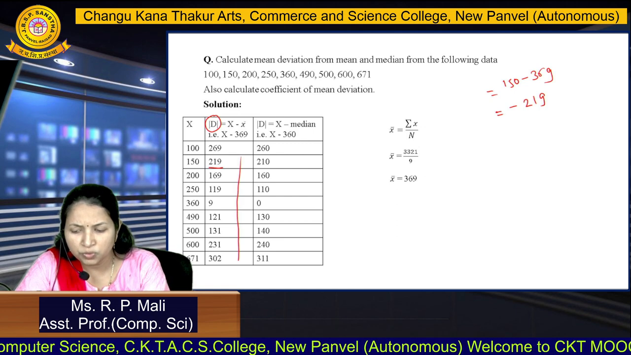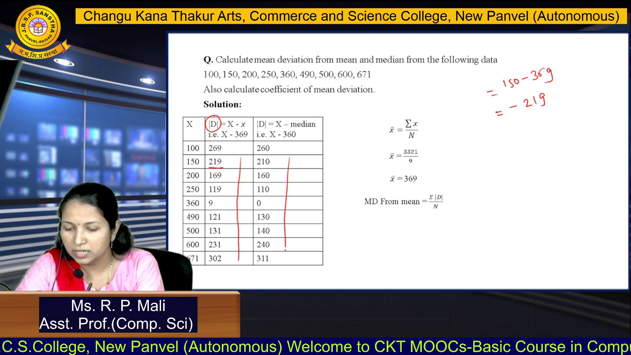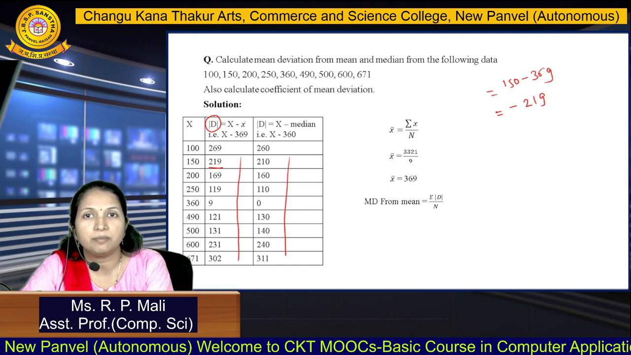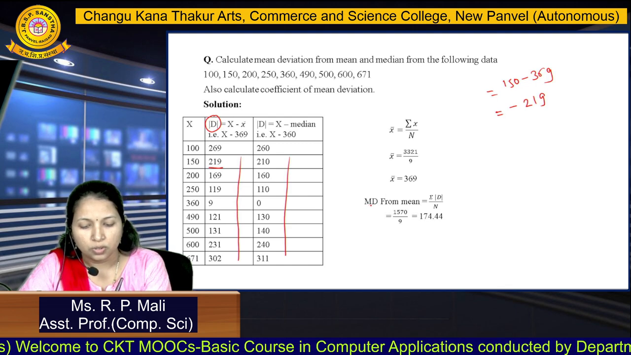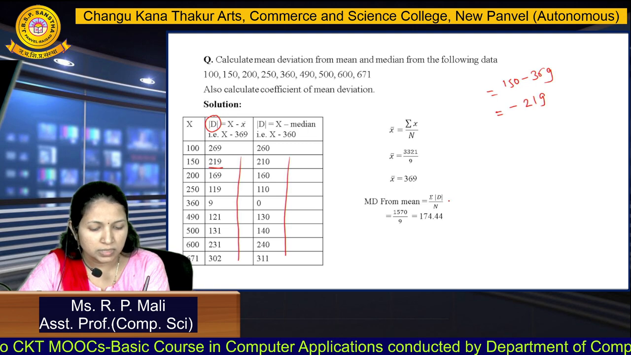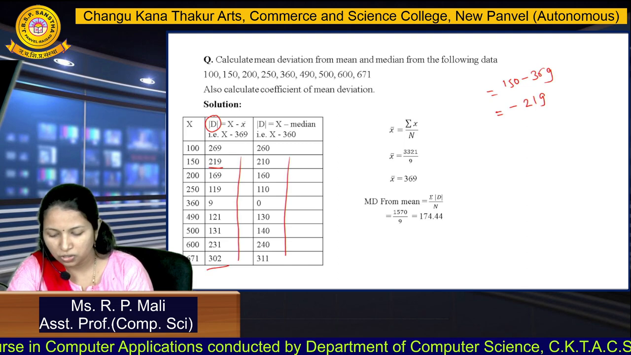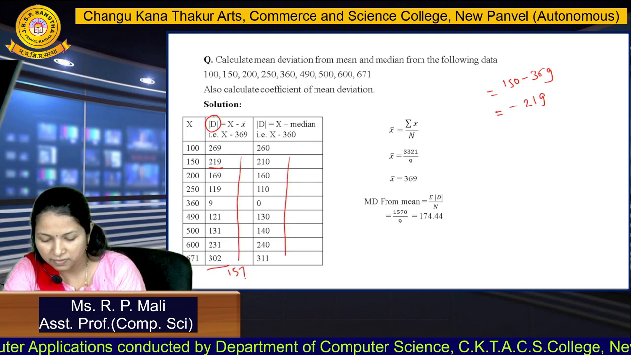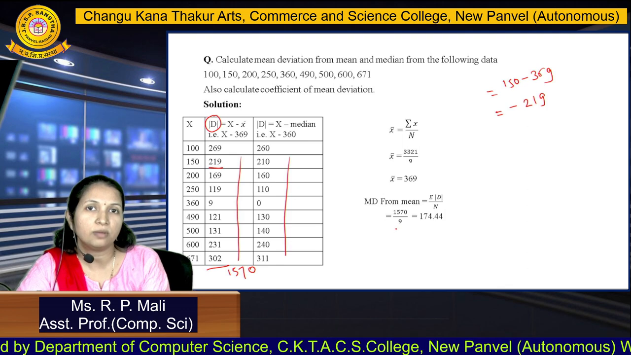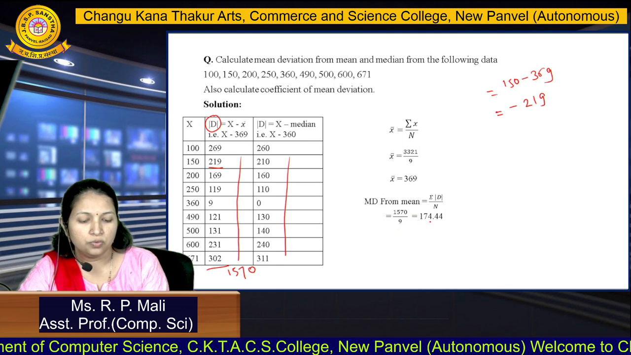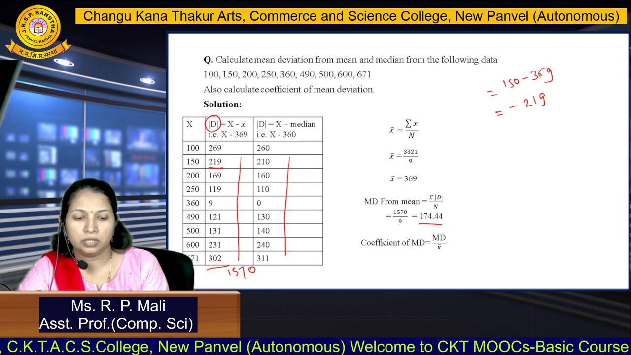If you want to find the median, you can find the median also. After subtracting from the median, you'll get this column. So either you can subtract x from your mean or the median or mode. It's your choice. So mean deviation from mean is the summation of mod d divided by n. The summation of this d is 1570. How many observations are there? There are a total of 9 observations, so it equals 174.44. This is your mean deviation for the data.